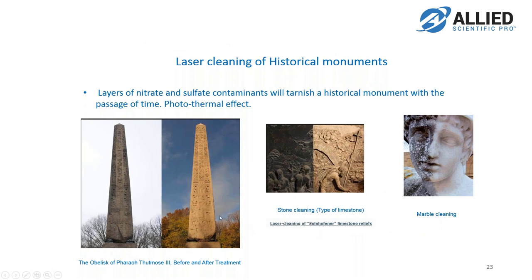Use of laser cleaning in the case of historical monuments. Here you see the obelisk of Pharaoh in Egypt that was contaminated with layers of nitrate and sulfate and was cleaned with a laser cleaner. You can see one side has been cleaned, the other hasn't. And how delicate this surface is: you need a really small laser beam to move around and clean so that you don't damage it and take care of the contamination in each nook. And here is a marble cleaning, and you can see one side has been cleaned, the other still not clean. So these are all the applications.